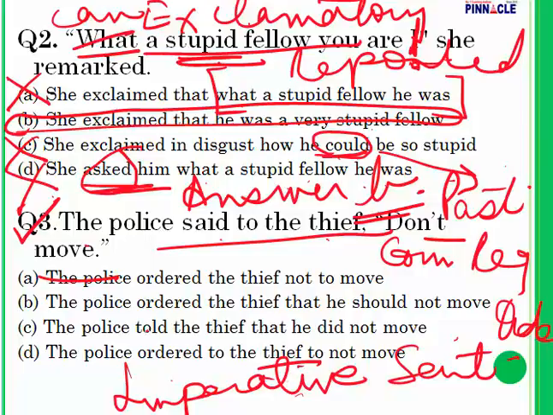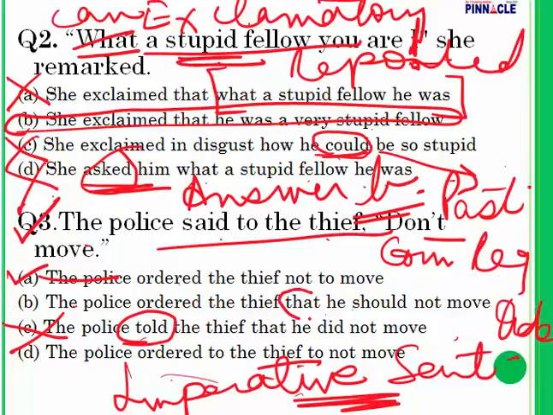Now, option C gets eliminated because here we have used the reporting verb told, which is incorrect. The police is not telling, the police is ordering. So C gets eliminated. A could be a possibility. B, the police ordered the thief that he should not move. In imperative sentences, the connecting word is not that. So B also gets eliminated.